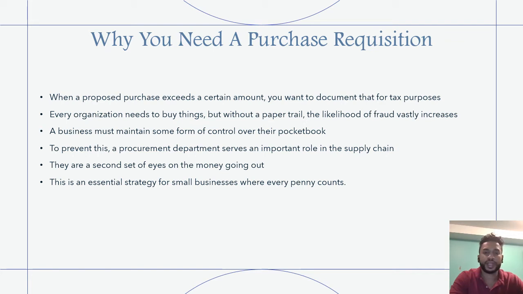A business must maintain some form of control over their pocketbook. To prevent this, a procurement department serves an important role in the supply chain. They are a second set of eyes on the money going out. This is an essential strategy for small businesses where every penny counts. Very important. This is why you need a purchase requisition, so you can make sure that no money is leaving your company without it being completely tracked and approved.